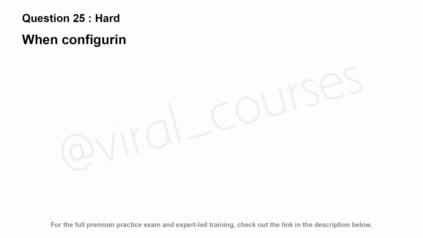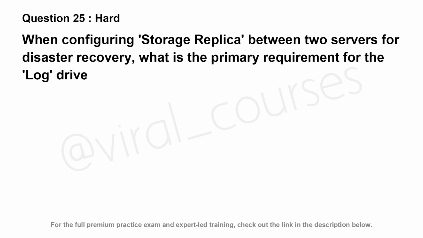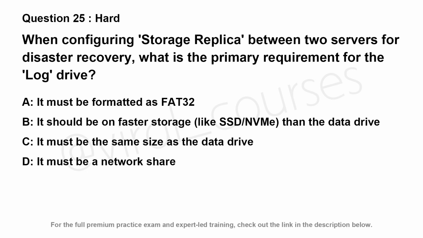When configuring storage replica between two servers for disaster recovery, what is the primary requirement for the log drive? Option A. It must be formatted as FAT32. Option B. It should be on faster storage, like SSD, NVMe, than the data drive. Option C. It must be the same size as the data drive. Option D. It must be a network share.